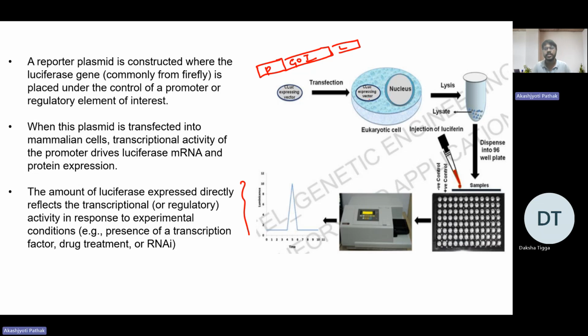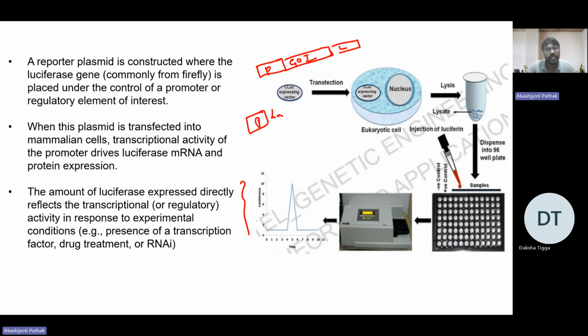So you see here, this is your luciferase expressing vector. In this luciferase expressing vector, you have your promoter and you have the luciferase enzyme, and then when this is expressed, that is what I was explaining. It reflects the transcriptional activity in response to the experimental conditions, for example, presence of a transcription factor, drug treatment, or RNA.